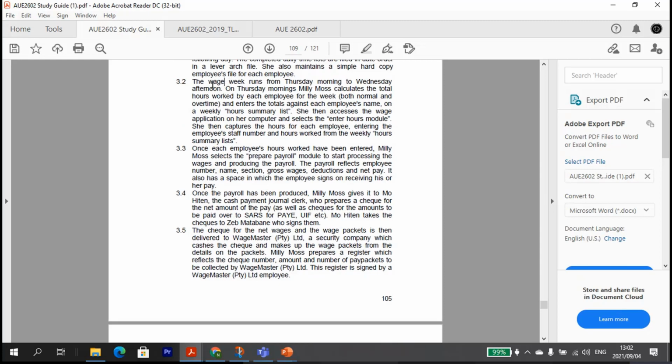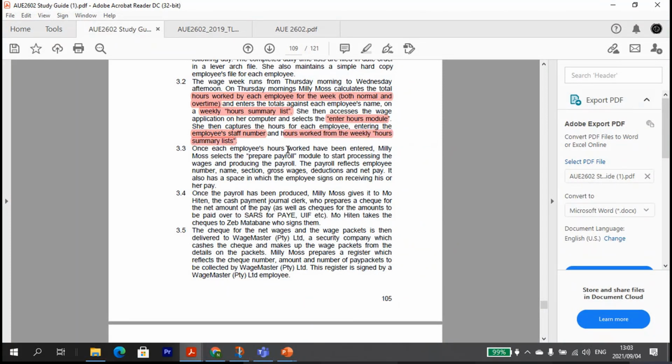The wage week runs from Thursday morning to Wednesday afternoon. On Thursday mornings, Millie Morse calculates the total hours worked by each employee for the week, both normal and overtime, and enters the total amount against each employee's name on a weekly hours summary list. She then accesses the wage application on her computer and selects the Enter Hours module. She then captures these hours for each employee, entering the employee staff number and the hours worked from the weekly hours summary list.